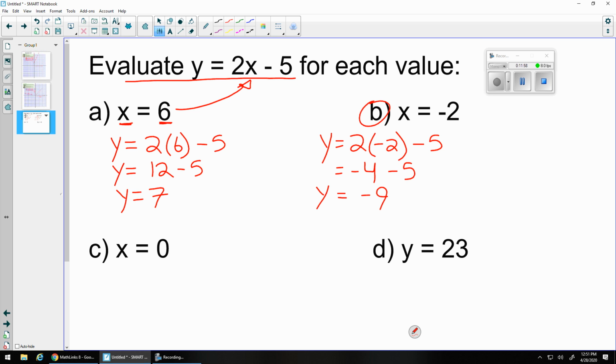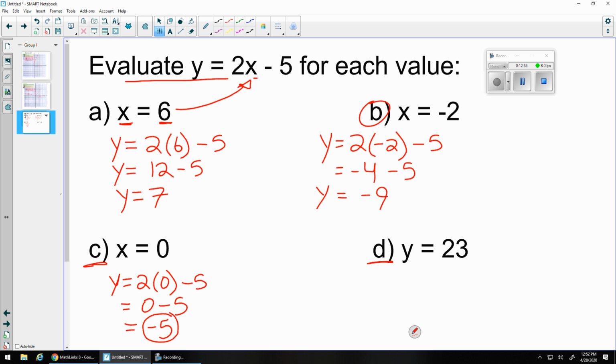What about when x is equal to 0? Well, y would be equal to 2 times 0 minus 5, which is equal to 0 minus 5, which is equal to negative 5. Hey, when x is equal to 0, y is equal to negative 5. Negative 5 is here too. So when the x value is equal to 0, that is only going to leave the constant, because x times 2, or whatever, times 0 is always 0.